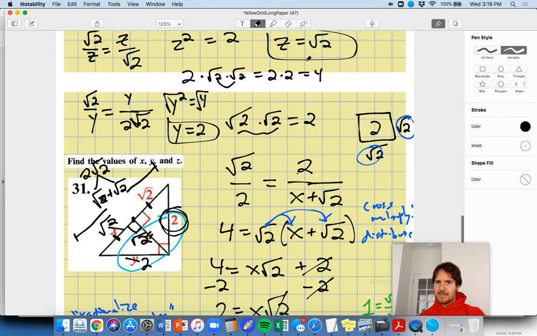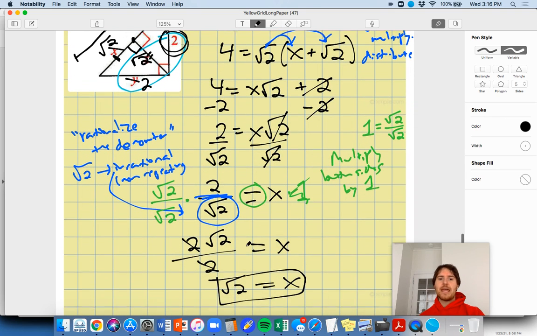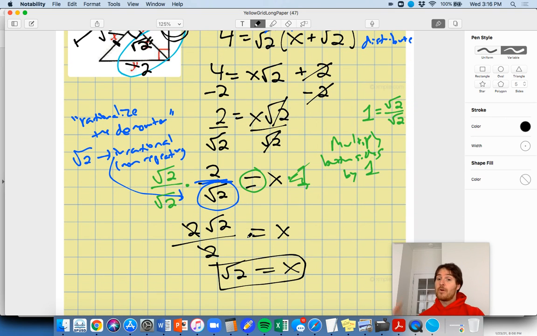But to summarize this, z equals root 2, y equals 2, and x also equals root 2. Hopefully you saw my logic.